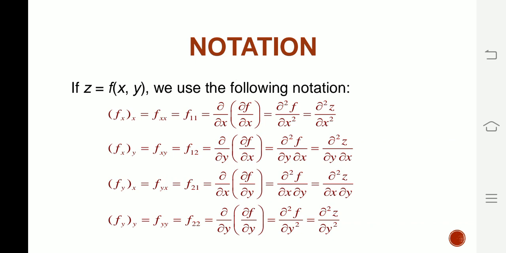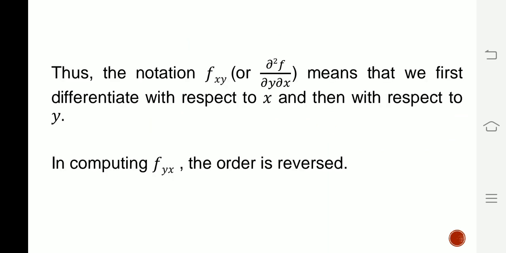Again, if we take the derivative of fx and again take its derivative with respect to y, we get fxy, which is equal to ∂²f/∂y∂x or ∂²z/∂y∂x. Similarly, fyx, that is taking the partial derivative of fy with respect to x, we get ∂²f/∂x∂y or ∂²z/∂x∂y. Fyy, that means taking the derivative of fy with respect to y, we get ∂²f/∂y² or ∂²z/∂y².